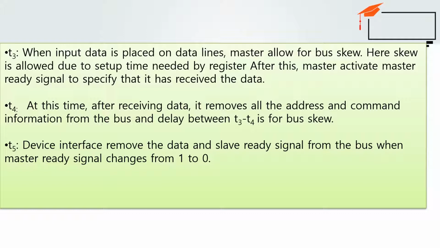Some other device can also change the address on the bus when the master ready signal is 1, so errors can be generated. T5. Device interface removes the data and slave ready signal from the bus when the master ready signal changes from 1 to 0. The input operation is complete.